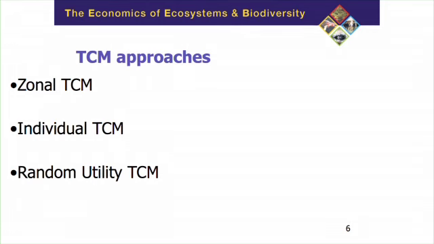So if we look at the travel cost method, there are three basic models that have been used. Generally, the zonal model was the first one really introduced, and the individual and random utility models are more sophisticated ones. The zonal model has a lot of basic assumptions, and to a large extent, most of the assumptions are violated.